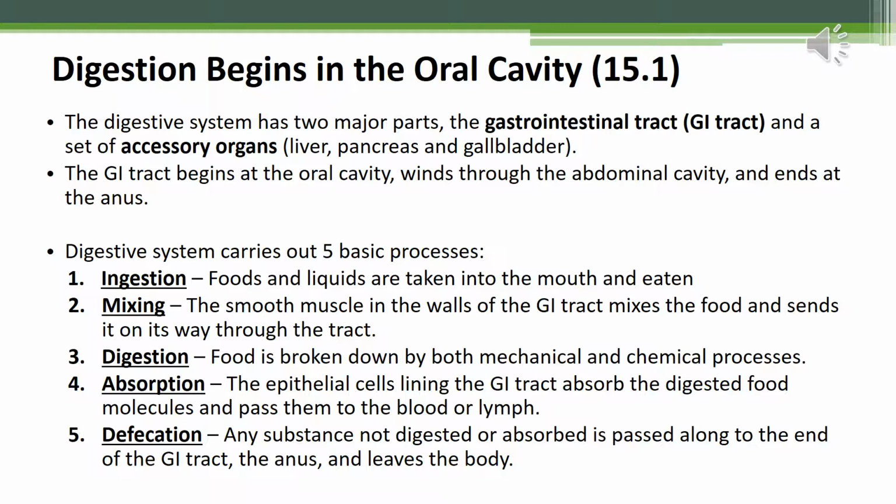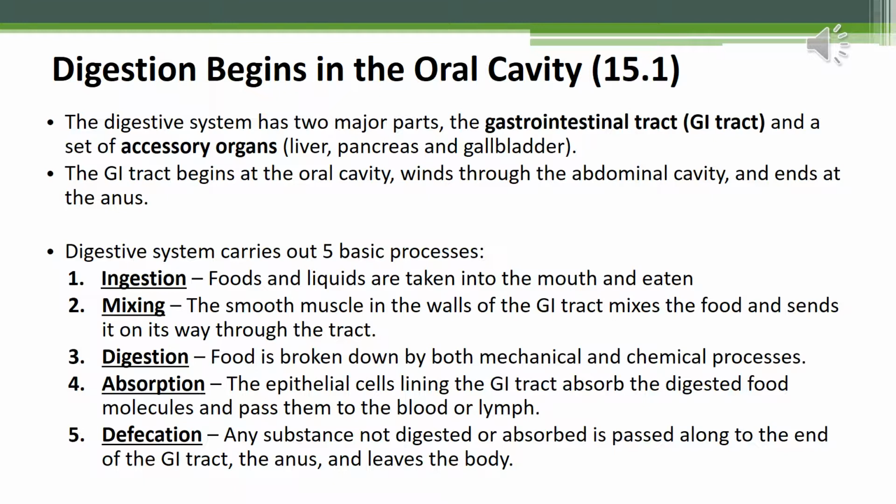Section 15.1, Digestion begins in the oral cavity. So the digestive system is actually made up of two major parts, and these parts include the gastrointestinal tract, or the GI tract, and a set of accessory organs, which include the liver, pancreas, and gallbladder. The GI tract begins at the oral cavity, or mouth, and winds through the abdominal cavity, and finally ends at the anus. The digestive system actually carries out 5 basic processes.